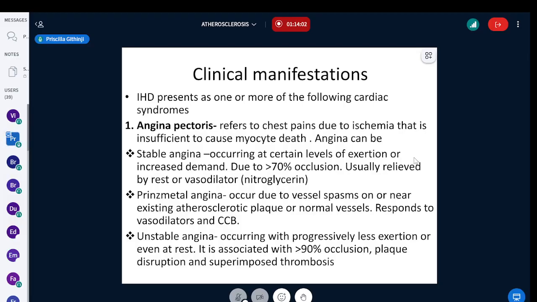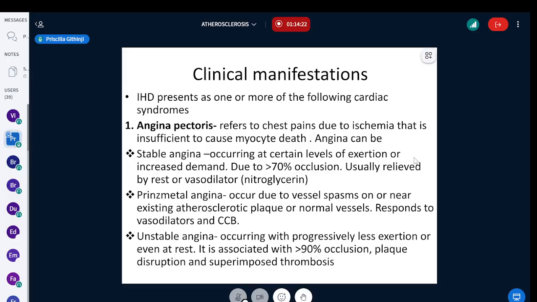So how does ischemic heart disease present? So ischemic heart disease presents in one or more of the following cardiac syndromes, and we're going to discuss each one of them. I'll pay close attention, or I'll discuss more on the myocardial infarction, and then we'll discuss the rest.